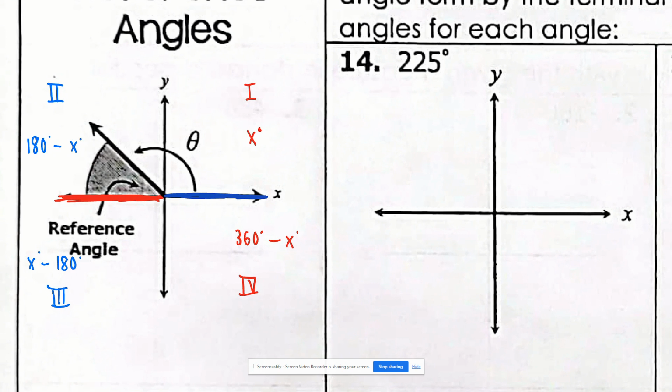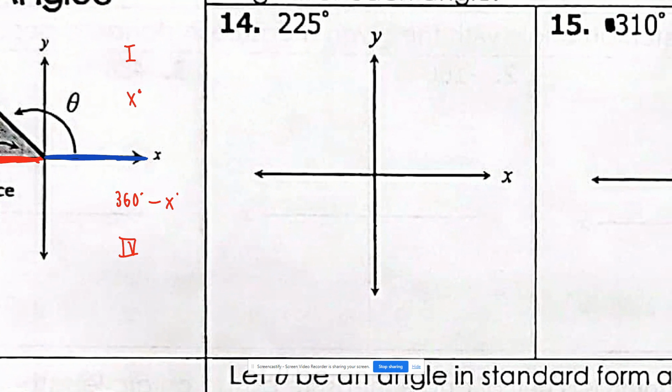All right. What quadrant is 225 in? Guys, what quadrant is 225 in? 3. Okay. Is it closer to 180 or is it closer to 270? It's actually right in the middle, isn't it? So let's say it's right there.